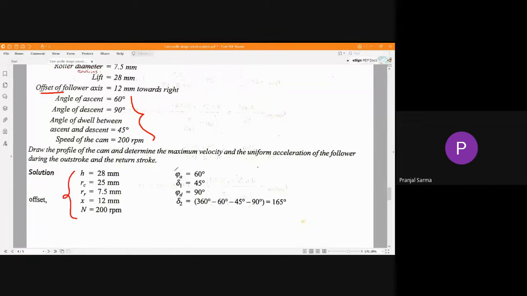Once you get this, the first step is you'll be writing down all the given data and finding out whatever angles are not given. Generally the second delta is not given; that can be obtained if you know the other three angles, by deducting them from 360 degrees, the complete angle.